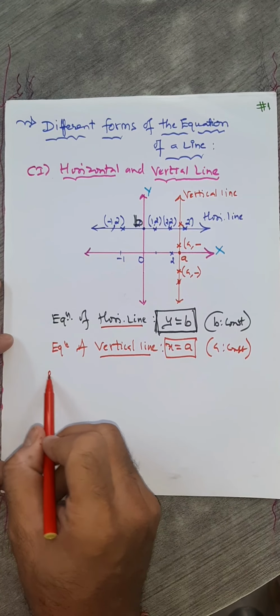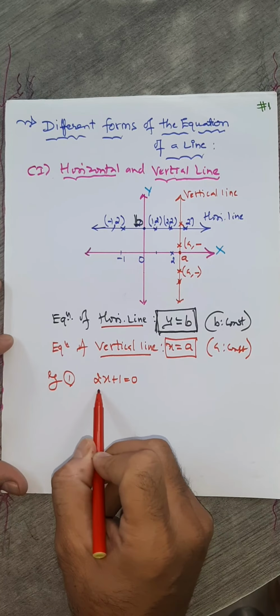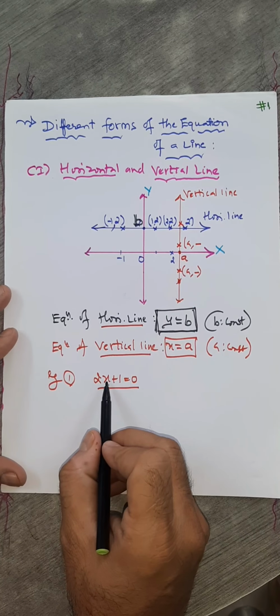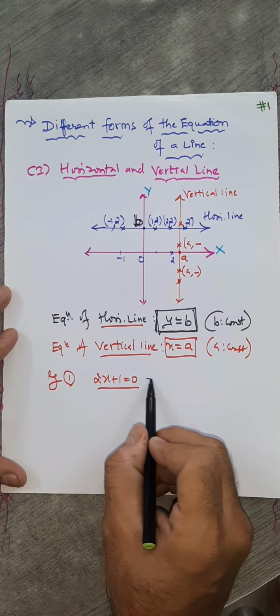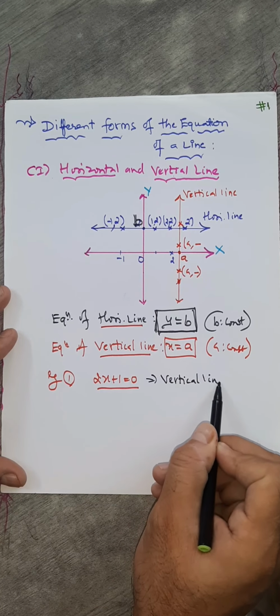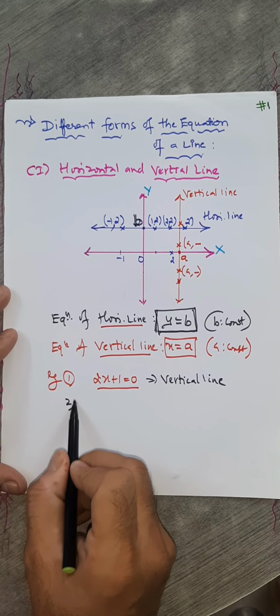If I asked you, for example, 2x plus 1 equals 0, which line does this represent? Immediately you can answer, the y variable is absent, so it will be parallel to y-axis. So it will be a vertical line, and it will pass through minus 1 by 2. Make x the subject of the expression.